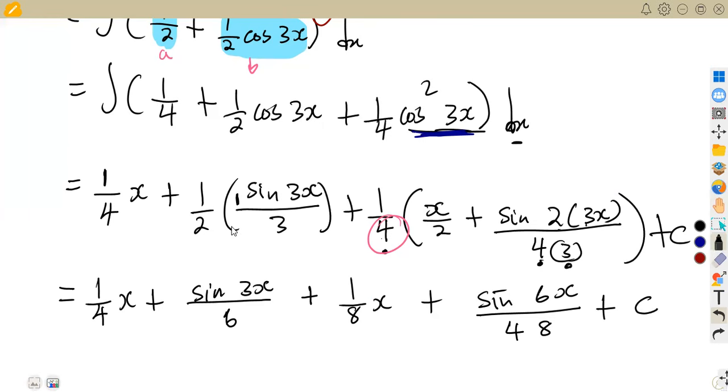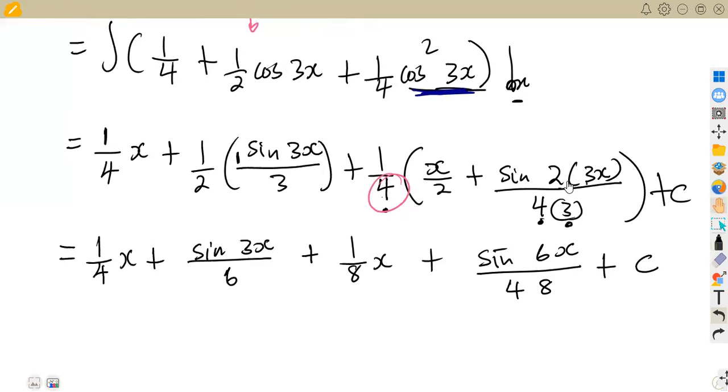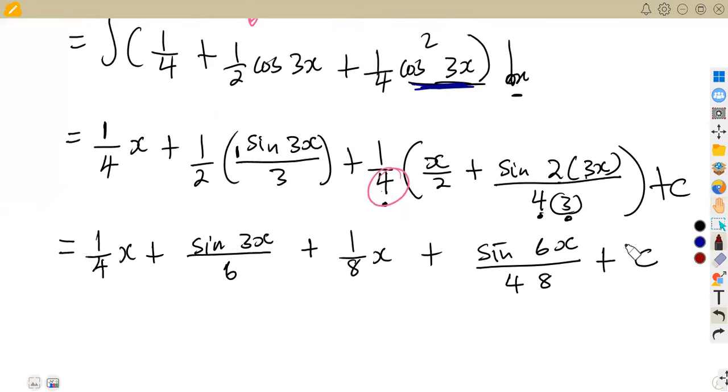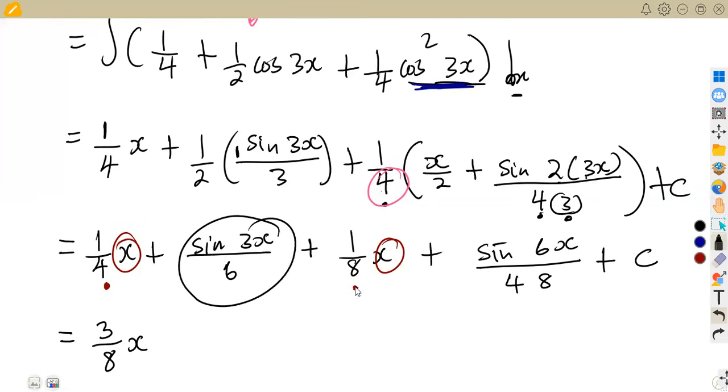Like the previous case, I explained that you should not be tempted at this stage to leave your answer, because you can see that there is 1 over 4x, 1 over 8x. So these are like terms. They can be collected together. 1 over 4 plus 1 over 8, you combine them together. That is what you're supposed to do. This will be 3 over 8. So we are going to get 3 over 8x, okay? The sign remains as it is. We do not have any sine 3x like it, so it's going to remain as it is, all right?